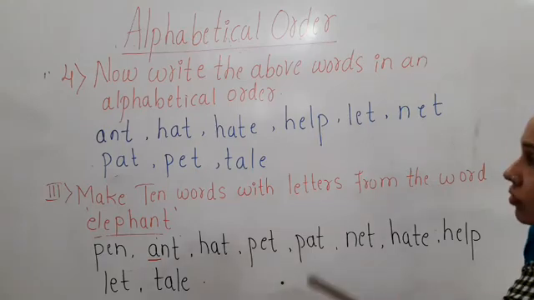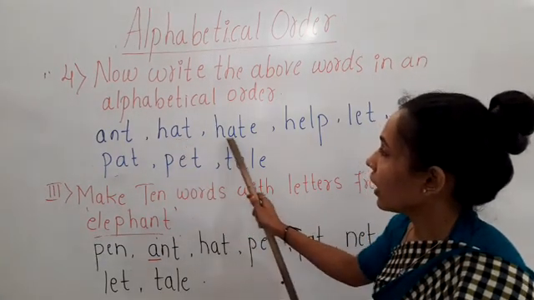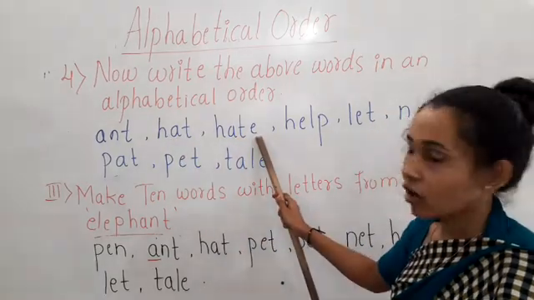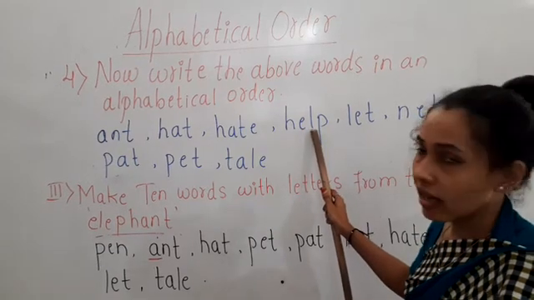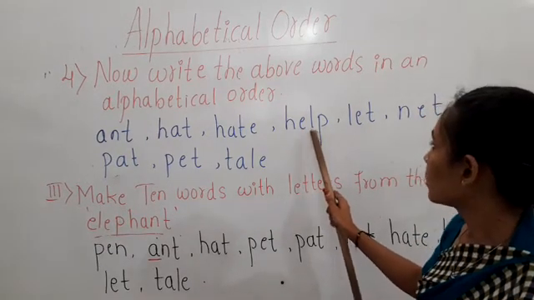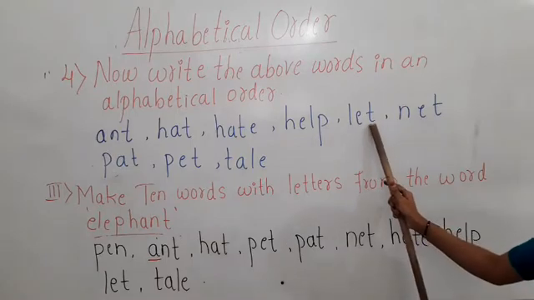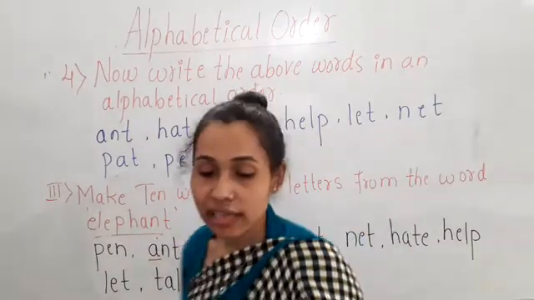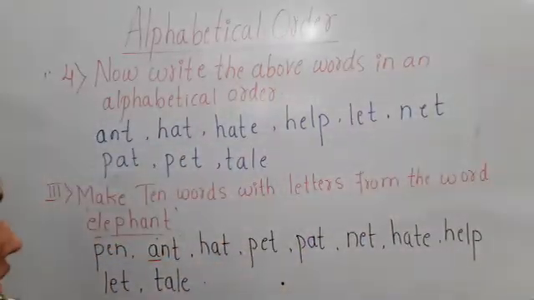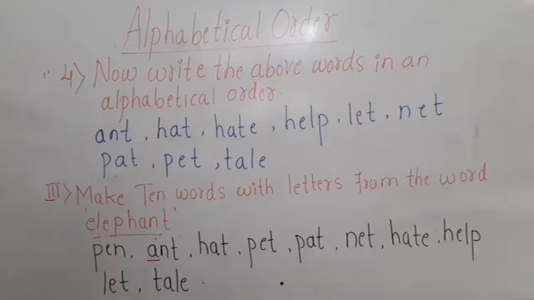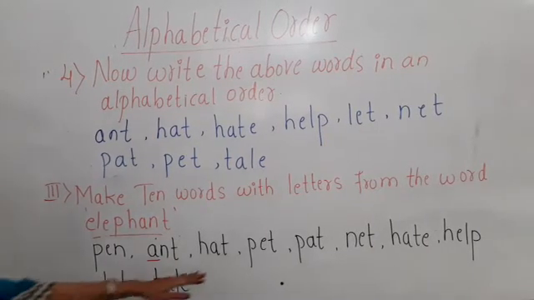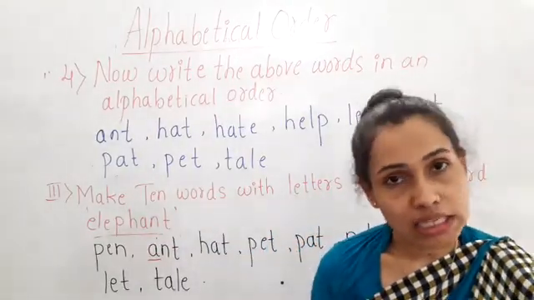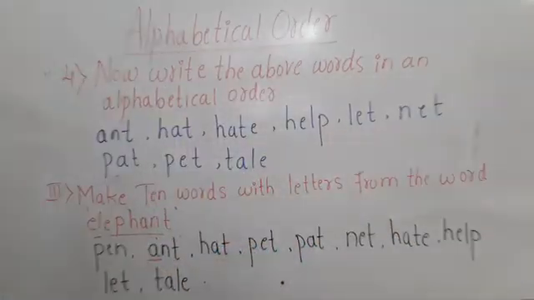Children, here HAT and HATE are the same up to AT. So after A we have to take E. After E, L. After L, then T after N. So like this we have to arrange the words in alphabetical order. Here some words start with the same letter. In such cases we have to move on to the second letter.